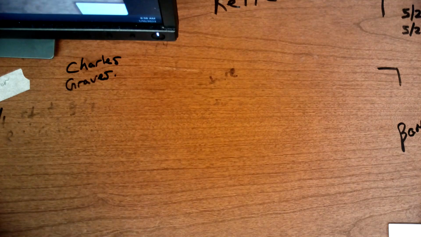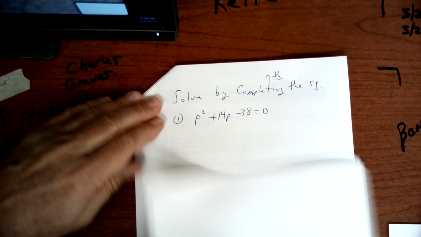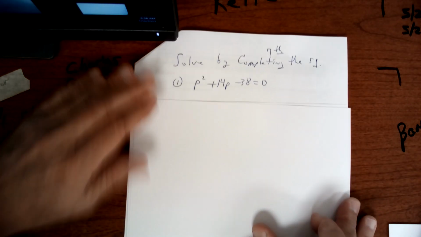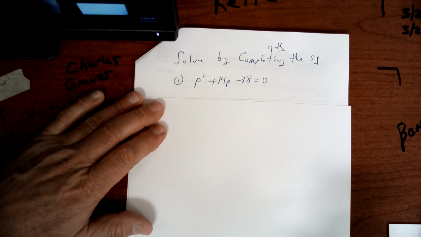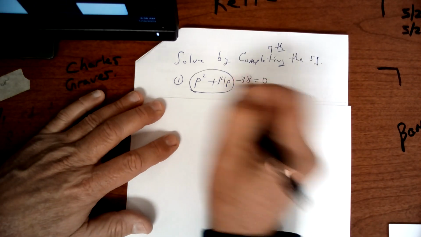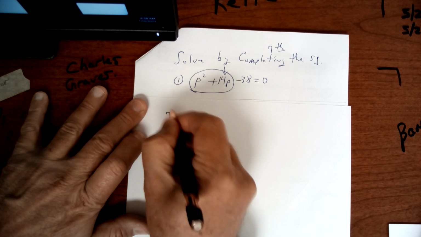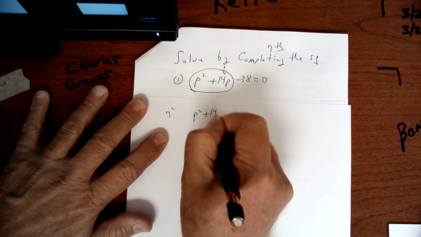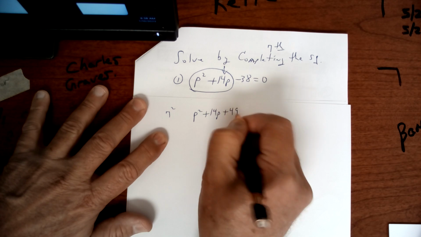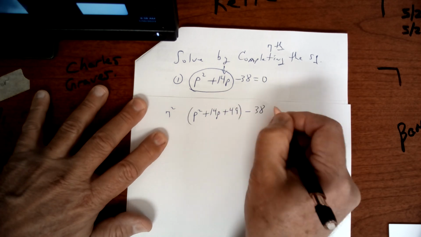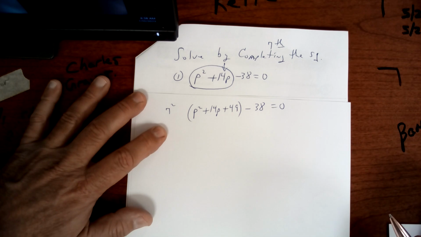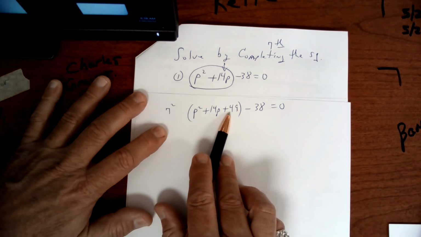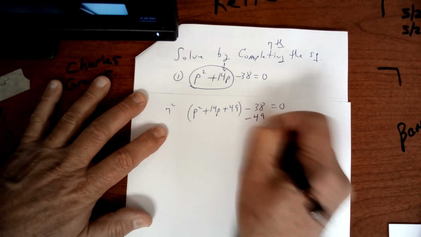All right, now we're going to turn our attention to 7th period here. So let's take a look at 7th period. This one right here, they want you to solve by completing the square. Pay attention now. All right, so you're going to take the first two. You're going to take half of the middle term, which is 7, and square it. So you're going to end up adding 49. So it's going to be p squared plus 14p plus 49 minus 38 equals 0. That's your first step.